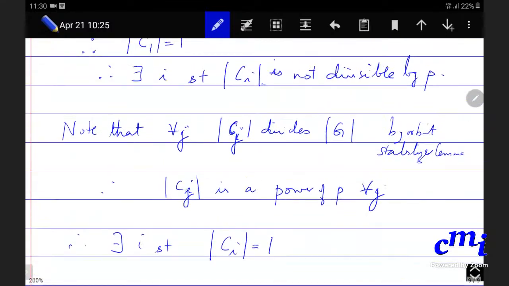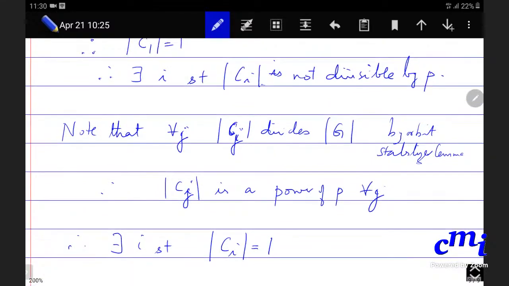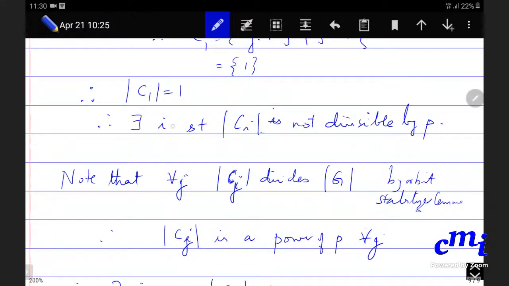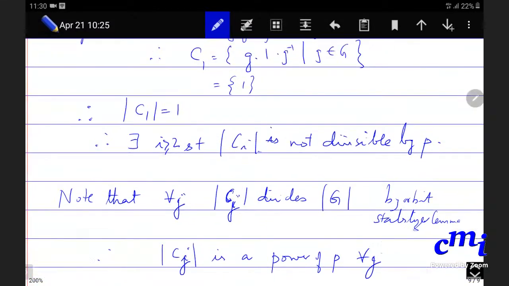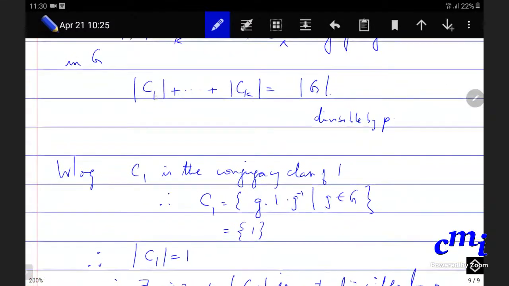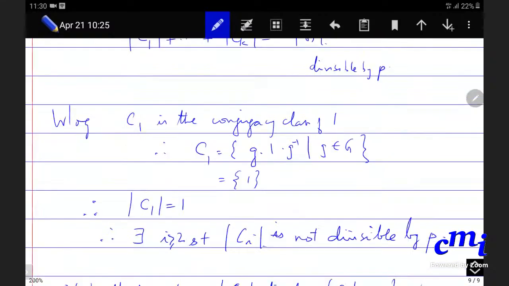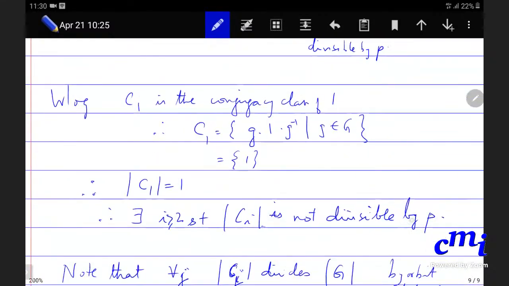So the only options for the cardinalities of the conjugacy classes are powers of P. And this i is greater than or equal to 2. If we look at the sum, the right side is divisible by P. On the left side, the leftmost one is not divisible by P. Therefore, there must be something else also that is not divisible by P. That is, there exists an i greater than or equal to 2 such that this is not divisible by P.